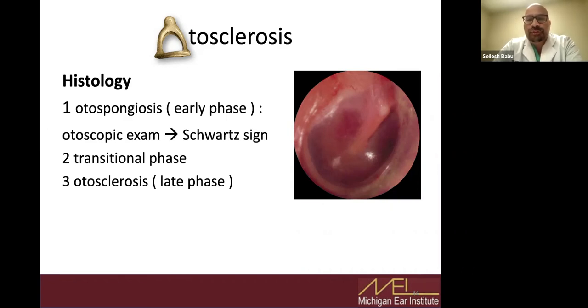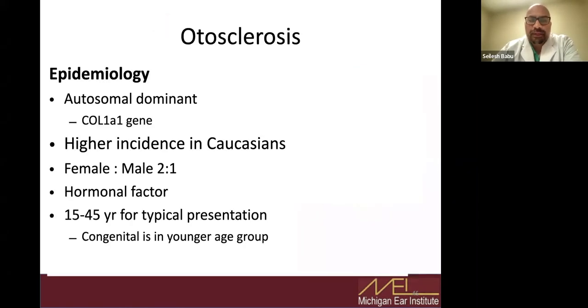And you can see that Schwartz's sign if you look in the ear, and it can be very distinct. And then it goes through a transitional phase, and then you start getting the late phase of the sclerotic plaques that develop around the footplate. It is autosomal dominant, and genes have been found to contribute to this issue. It seems to be a higher incidence in Caucasians and in females. Pregnancy and hormonal factors may play a role in that.